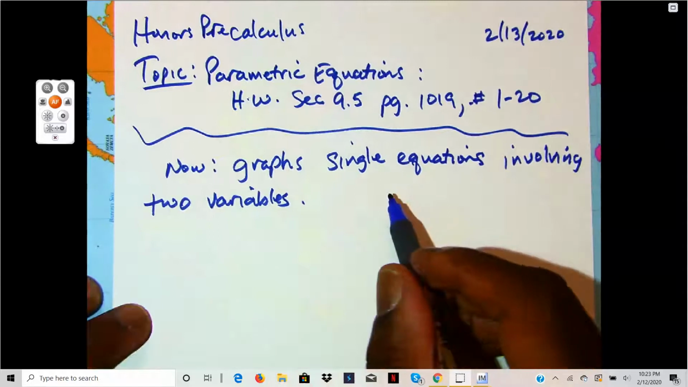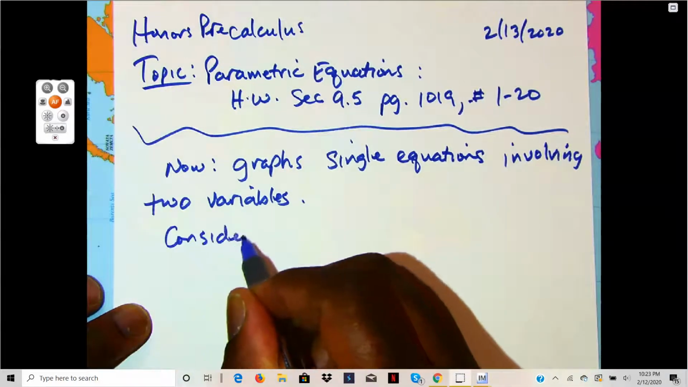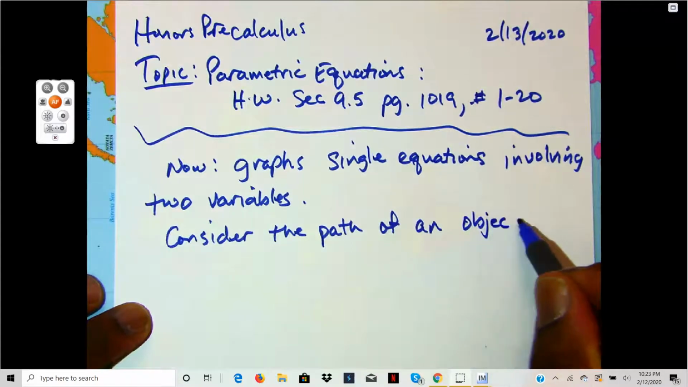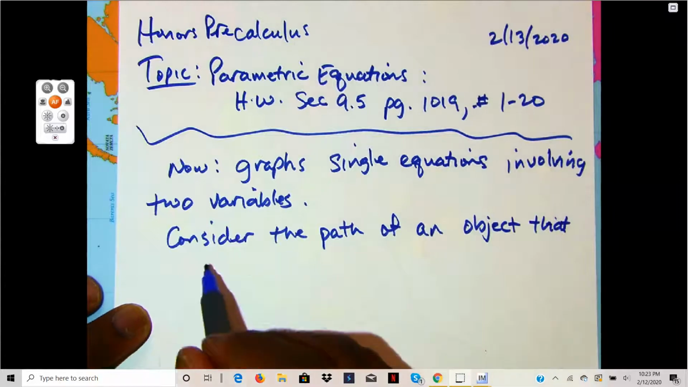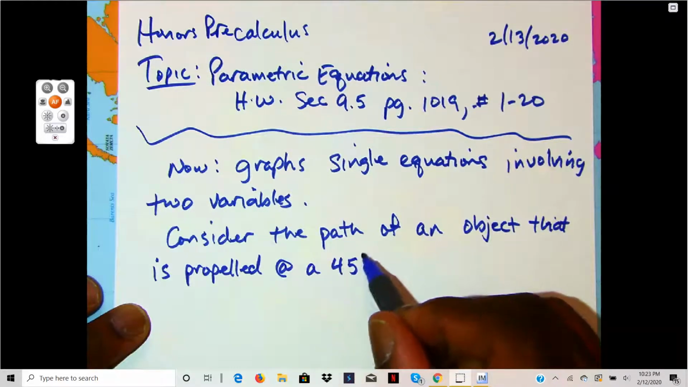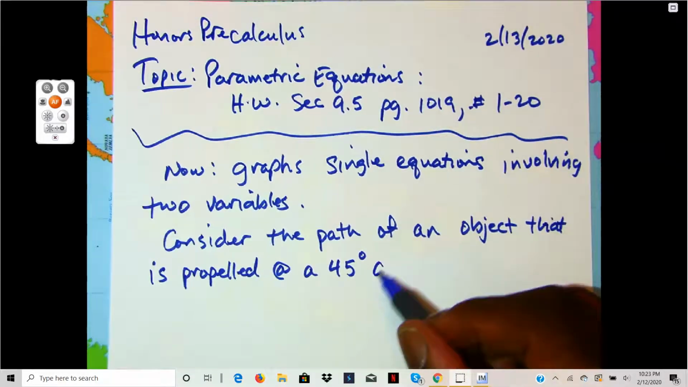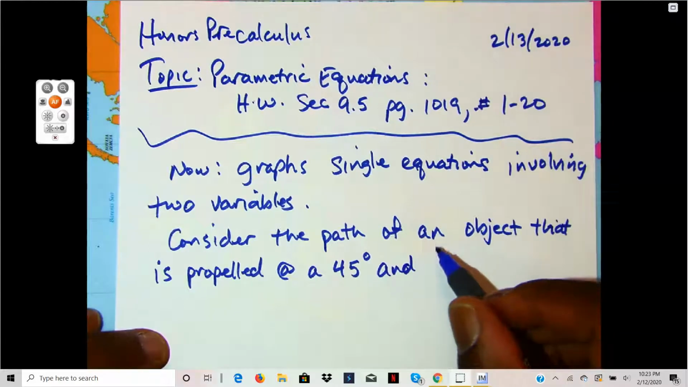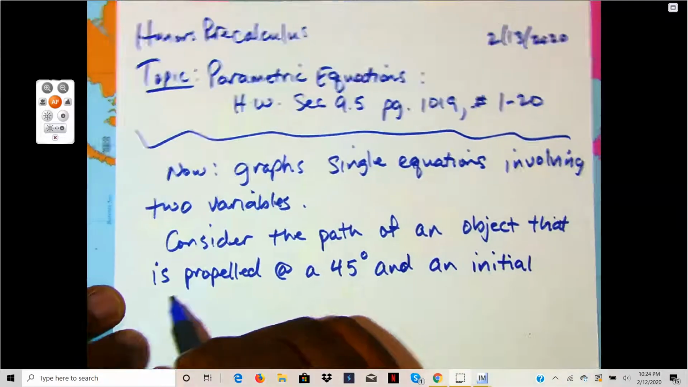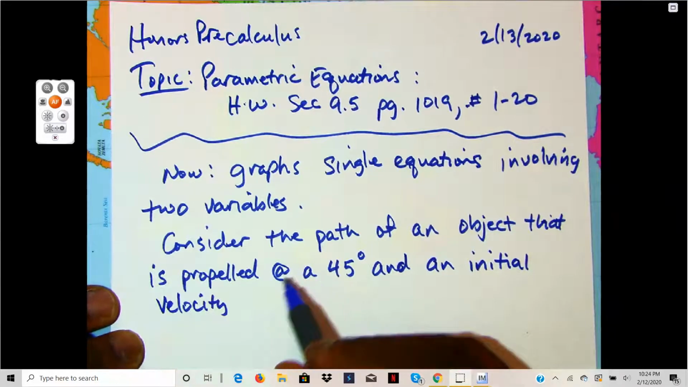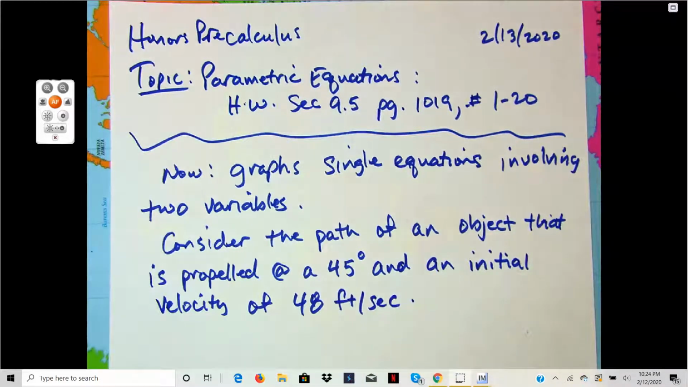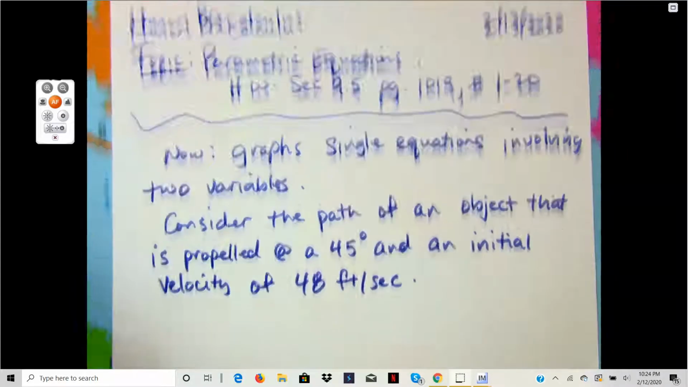So consider the path of an object that is propelled at a 45-degree angle, and it has an initial velocity of 48 feet per second. So what would that graph look like? What could it look like?